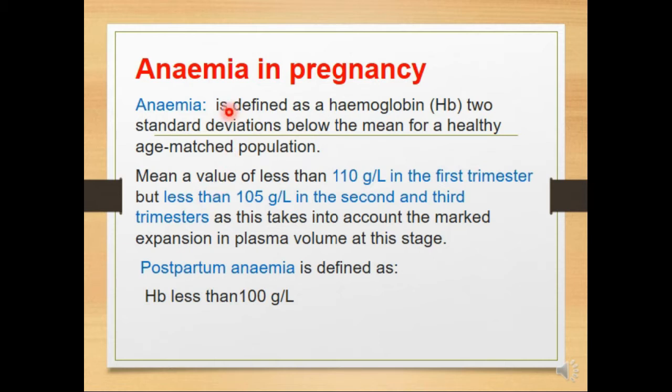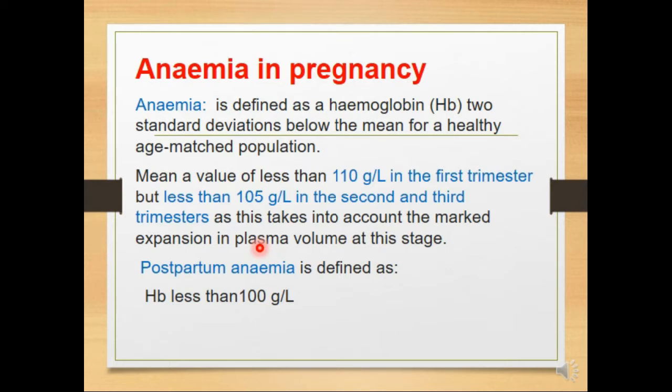Anemia is defined as a hemoglobin (HB) more than two standard deviations below the mean for a healthy age-matched population. So the value is less than 110 gram per liter in the first trimester, and in the second and third trimester, anemia is defined as an HB level of less than 105 gram per liter. This is due to marked expansion in plasma volume in the second and third trimester compared to the first trimester.